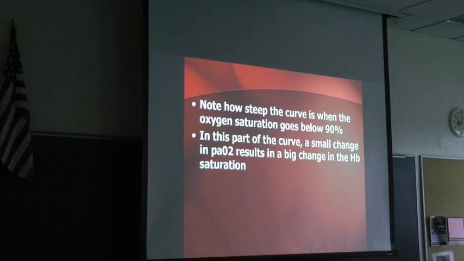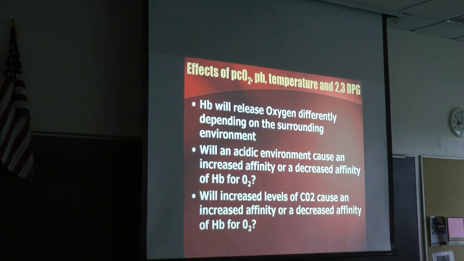This oxyhemoglobin curve gets affected by different things going on in the blood. The title of this says the effects of PCO2, the pH, the temperature, and 2,3-DPG. Those four items are going to change how oxygen is attached to hemoglobin. The first bullet says that hemoglobin will release oxygen differently depending on the surrounding environment. Sometimes it's going to hold on to oxygen really tight, sometimes it's going to let go.